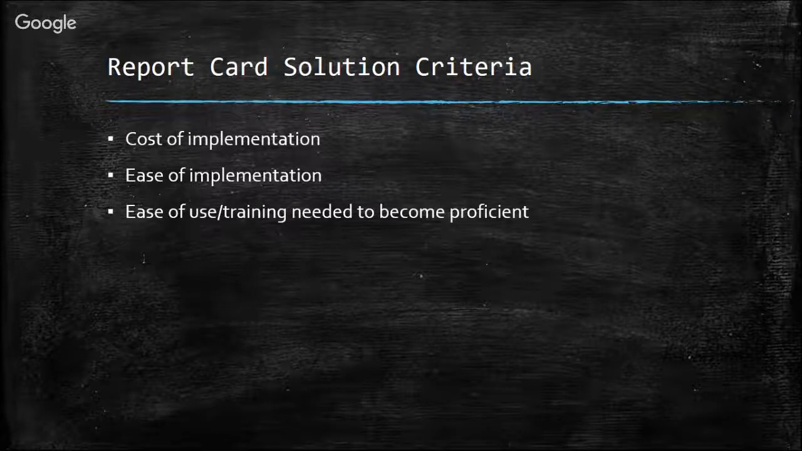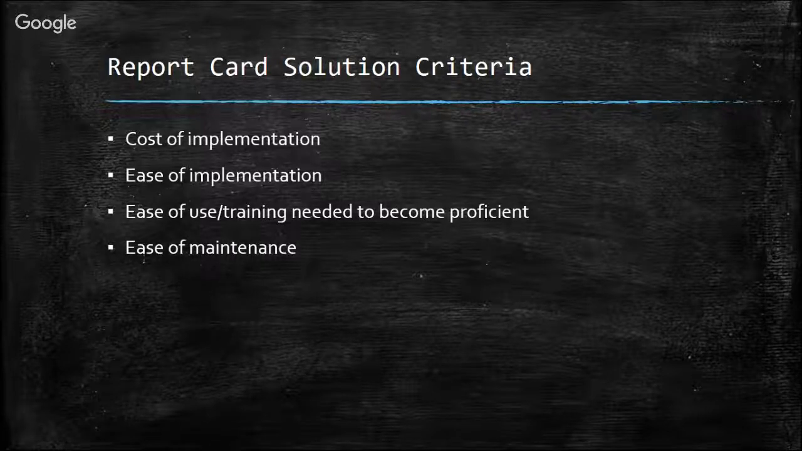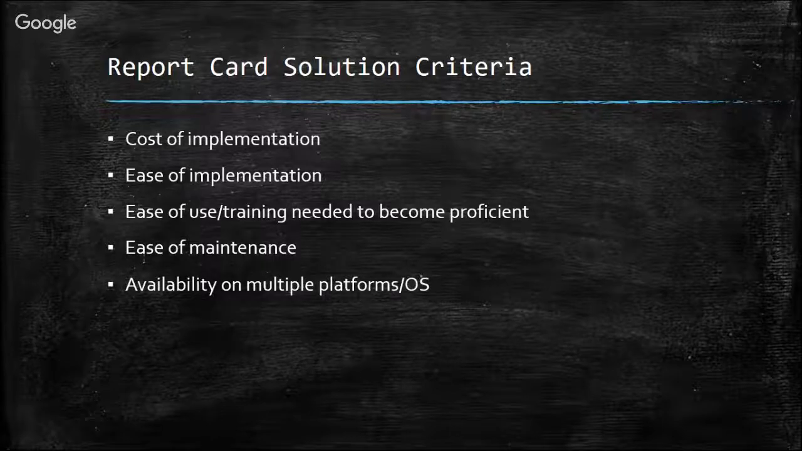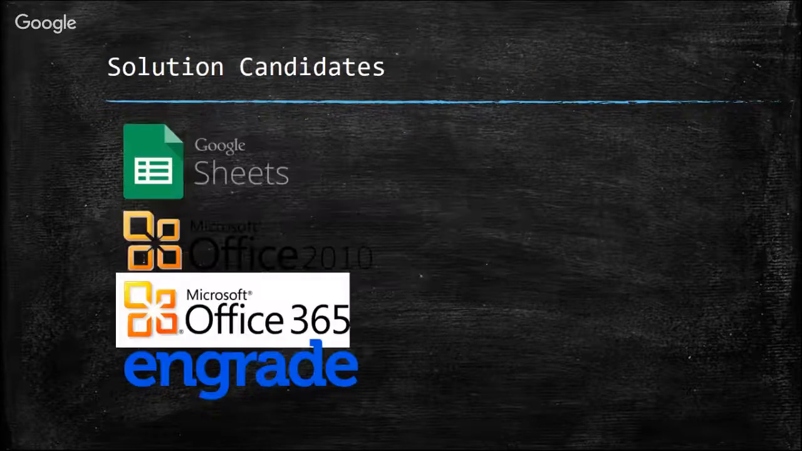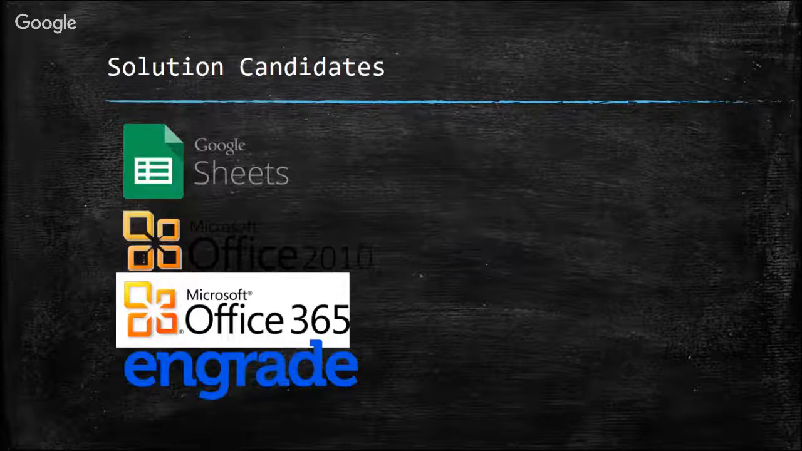It needs to be easily trained, if not already just intuitively understood from our previous experience. It needs to be maintainable and adjustable, and we need to be able to use it from Chrome operating systems and Mac. And we need to be able to customize the features. That means some code behind to create the functionality that we need. Dates, several dates.